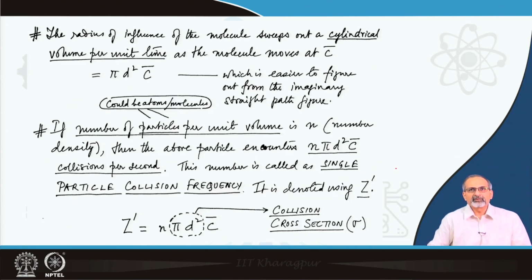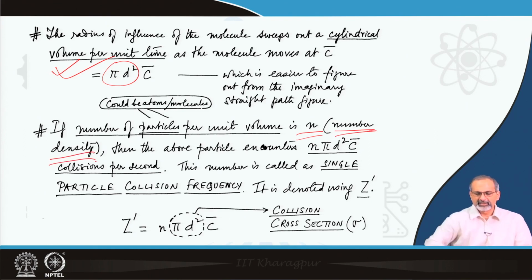The radius of influence of the molecule sweeps out a cylindrical volume per unit time as it moves through the gaseous medium. It is given by pi d square times c bar. And if the number of particles, which could be atoms or molecules, per unit volume is n, where n is nothing but the number density, then the above particle encounters n times pi d square c bar collisions per second. This number is called the single particle collision frequency, which we give by z dash.